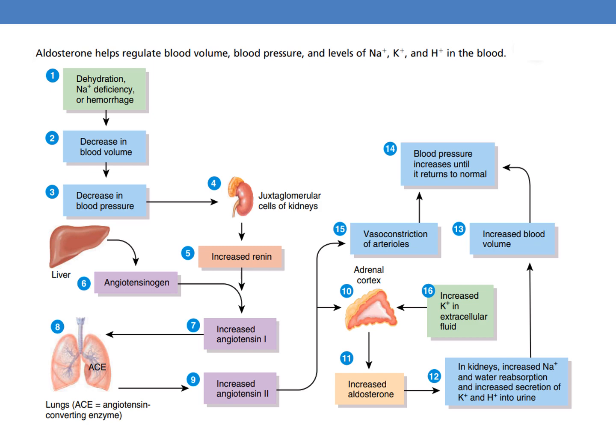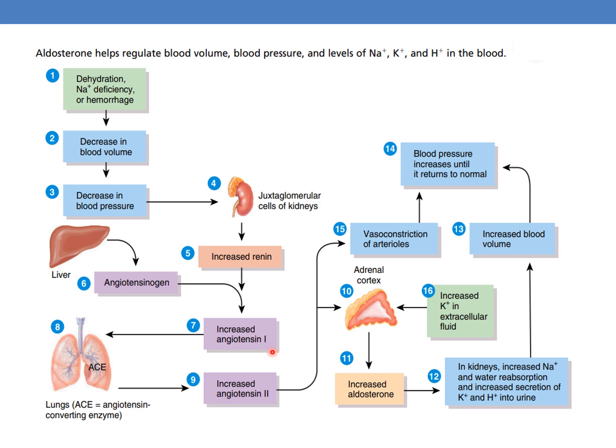So what is a triggering point for aldosterone synthesis? The first point is either dehydration, sodium deficiency, or hemorrhage. This triggers the renin, angiotensin, and aldosterone pathway. Either dehydration, sodium deficiency, or hemorrhage leads to decreased blood volume. Decreased blood volume decreases the blood pressure. And decreased blood pressure stimulates the juxtaglomerular cells of the kidney to release renin. This renin converts angiotensinogen, which is released from the liver, into angiotensin 1.